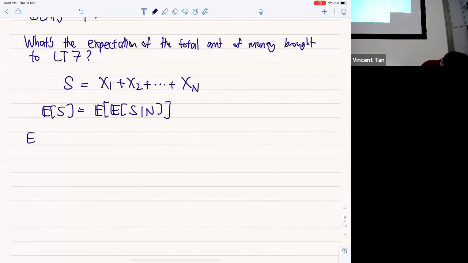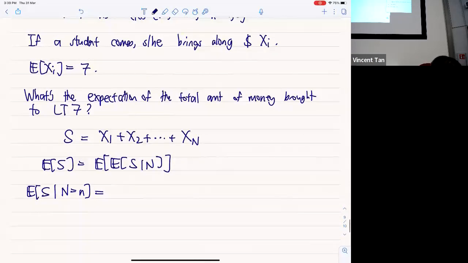So let's look at this. Let's look at the expected value of S, given that I know that little n students show up. Oh, by the way, I forgot to say this is independent of the number of students who show up. So it's not like, oh, a lot of people show up, then everyone brings more money. Each person brings the same amount of money, regardless of how many people show up.